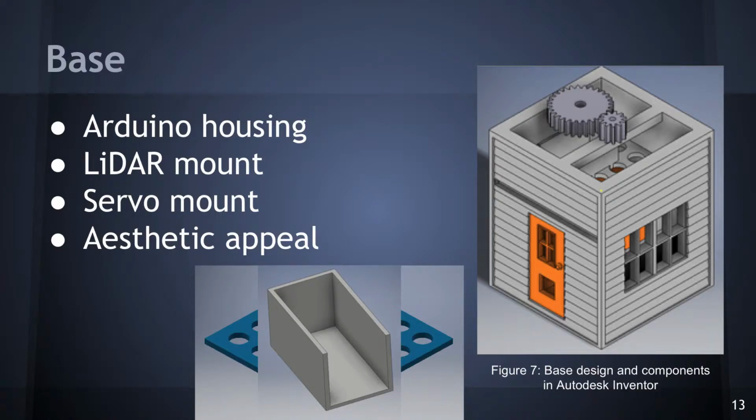So another big component of our project was the base design. The base design was composed of a couple different parts, including the Arduino housing, the servo mount, and the LiDAR mount. As you can see here, this was the Arduino housing. We needed to make sure that it was built to specific specifications to make sure that the Arduino did not move around too much. If it did move around too much, our electrical components could become damaged or wires could become loose. We also built some other parts, as you can see, and then they are assembled on the right-hand side in a program called Autodesk Inventor.